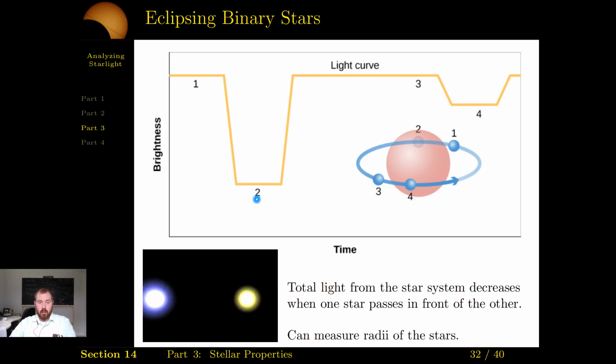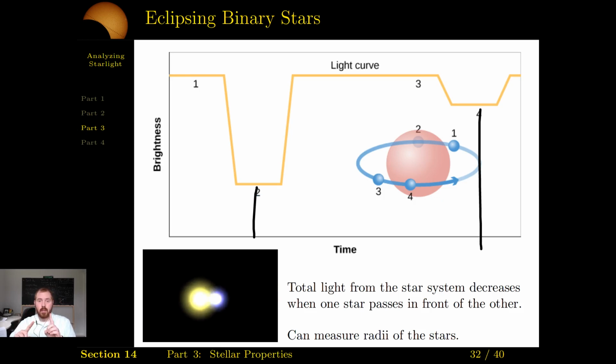And then one goes behind, the brightness goes down again. So you measure the time between these dips. That's telling you the period of rotation. And how deep these dips are? Well, that's related to how big the stars are. So the period is telling you how far apart the stars are. The dips are telling you how big the stars are.